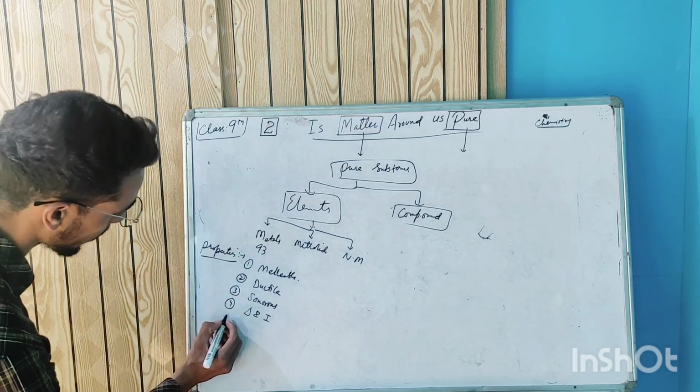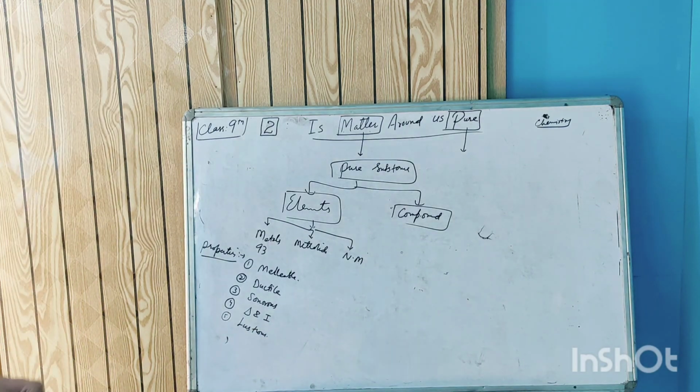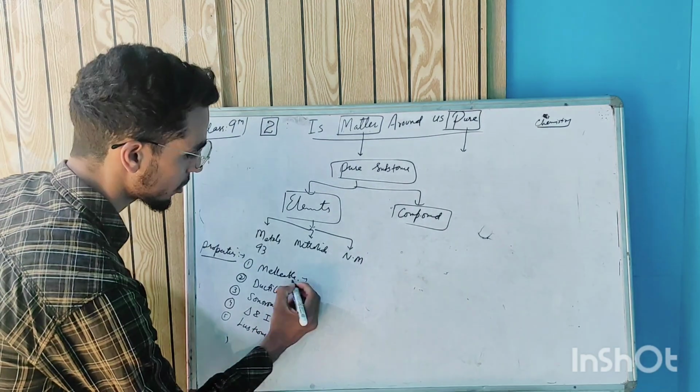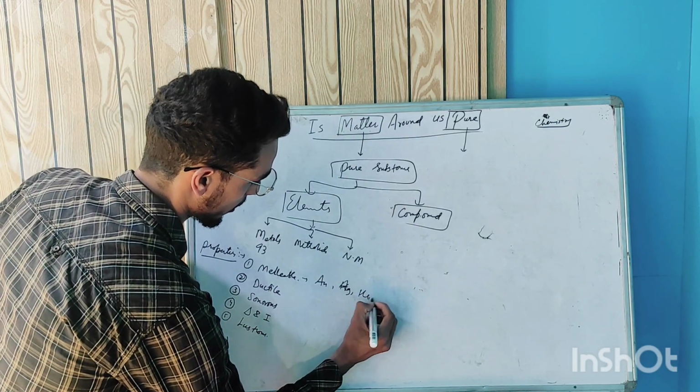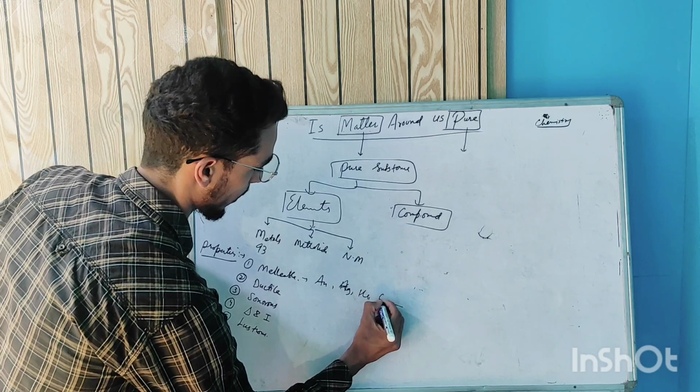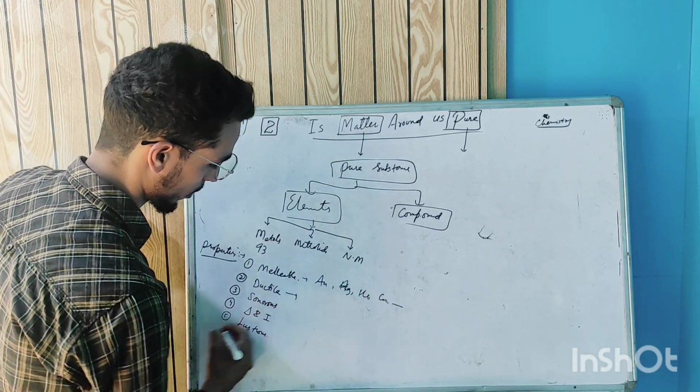Now, the fifth property, roughly, I'm writing here: they are lustrous, meaning they have shine. Malleable means they can be beaten into sheets, like gold can be beaten, like silver, Ag, like lead, copper, iron. Ductile means they can be drawn into thin wires.